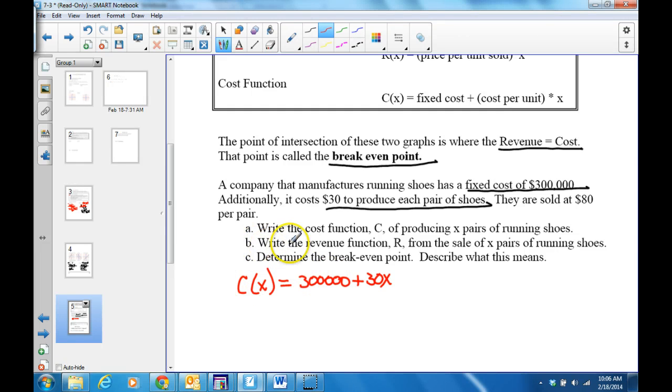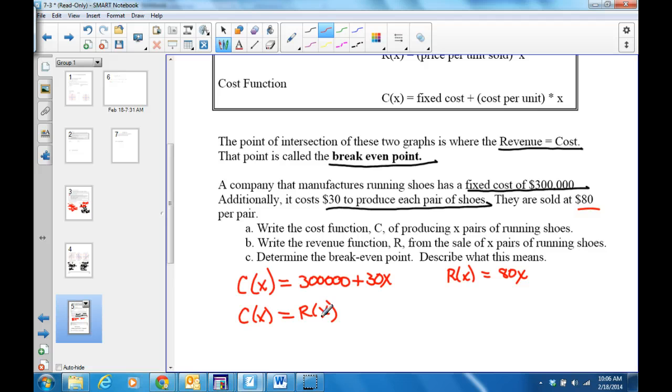Okay, the second part says write the revenue function. Well, my revenue function of this, how much are they selling the shoes for? 80. So it'll be 80X. Part C says determine the break-even point. When does C of X equal R of X?